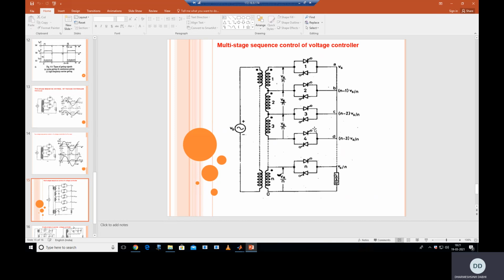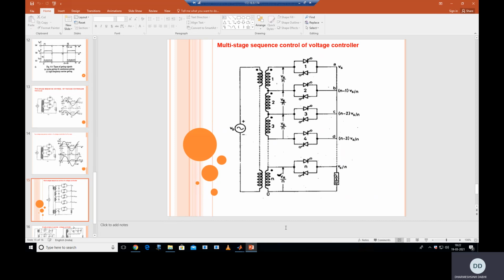So what is the advantage of increasing the voltage in a smooth manner in a sequence control? The advantage is that we can reduce the harmonics by varying the output voltage in a smooth manner. If the magnitude of the output voltage variation is very large, in that case the harmonic content in the output voltage becomes large. Because of this reason we increase the output voltage in a very smooth manner so that at the output side we can decrease the harmonic content. So the advantage of multi-stage sequence control of voltage controller over the two-stage AC voltage controller is that the harmonic content in the output is very less.